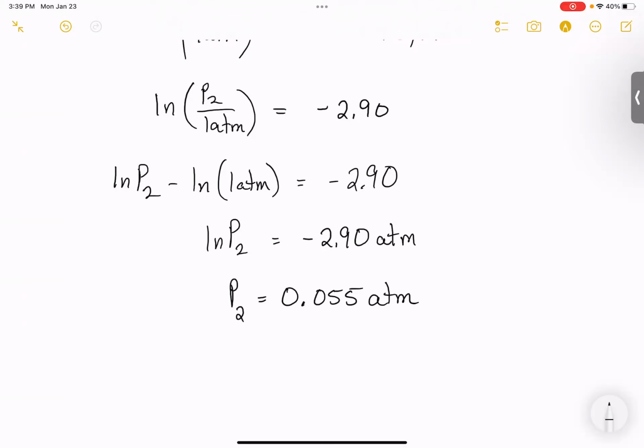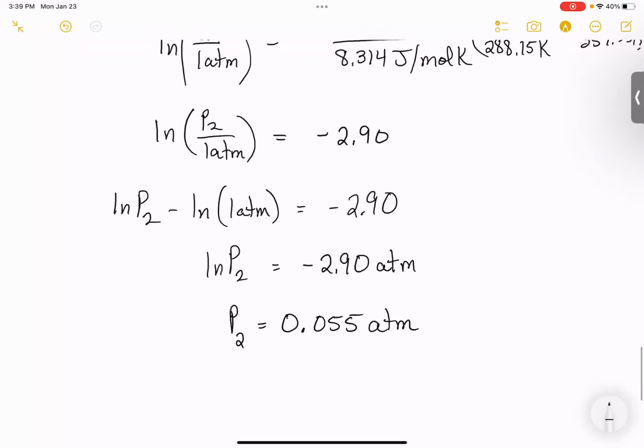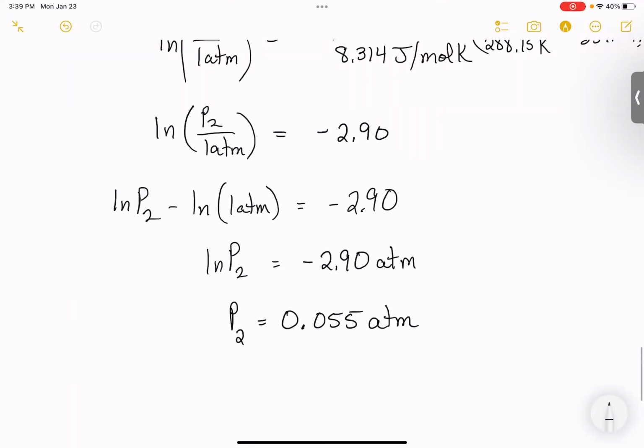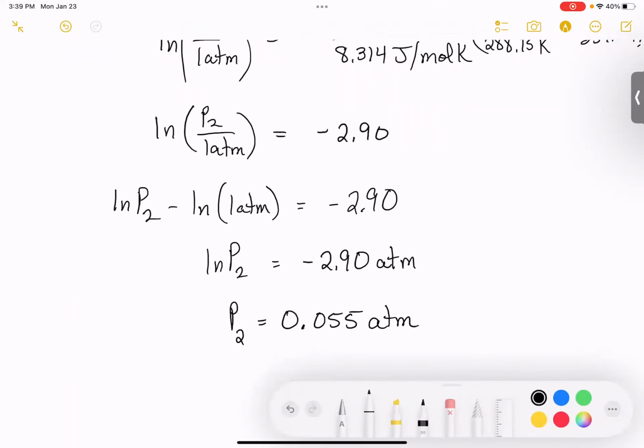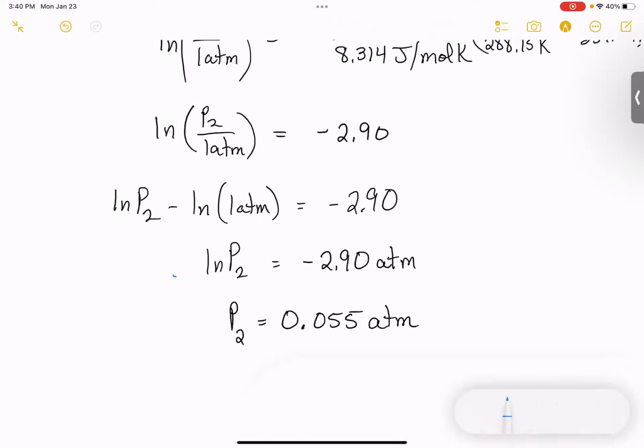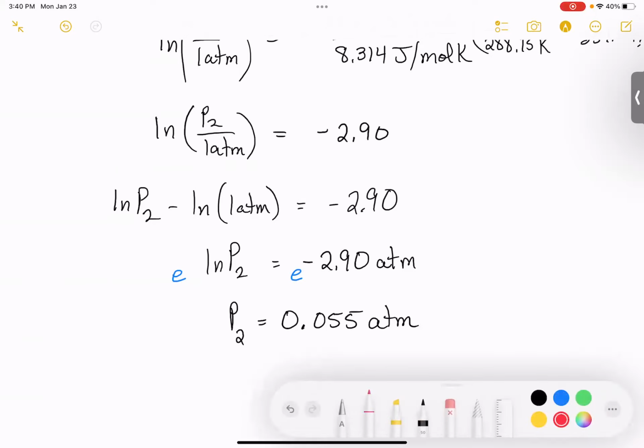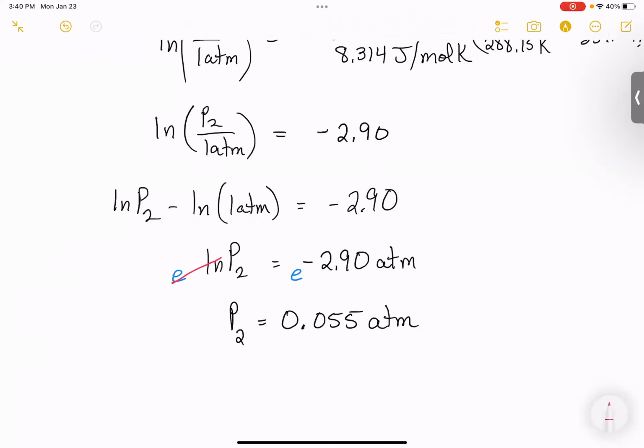Jake, I'm confused on the last two steps. How did you get 0.055 from negative 2.90? Okay, so to do so, the opposite of natural log is exponential. So you take e to the power. The e of a natural log cancels out and you're left with just P2. And e to the negative 2.9 becomes 0.055.